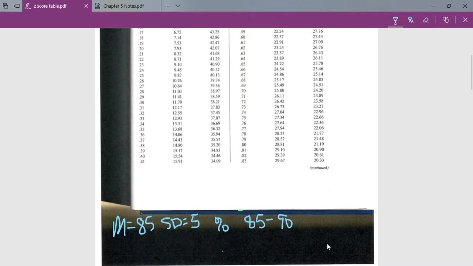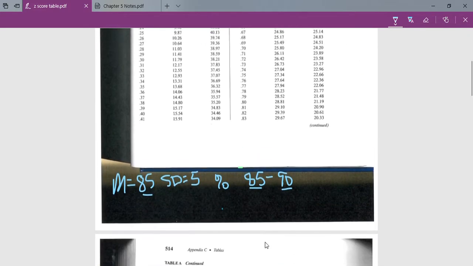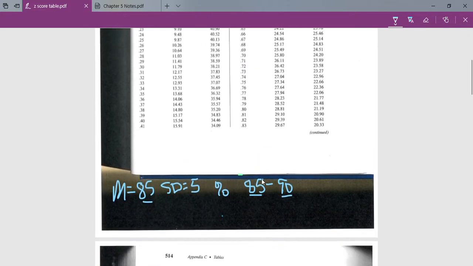On this particular exam, we see here that this range starts at our mean, right, and goes to a higher score. So the column that we're going to be interested in our Z table will be this column here, column B, the area between the mean and Z, because I'm interested in the area between my mean of 85 and this score of 90.